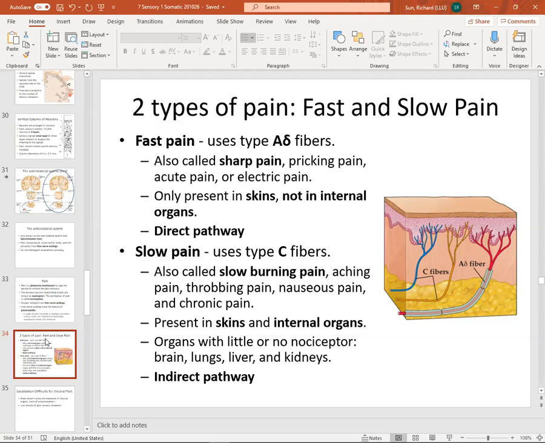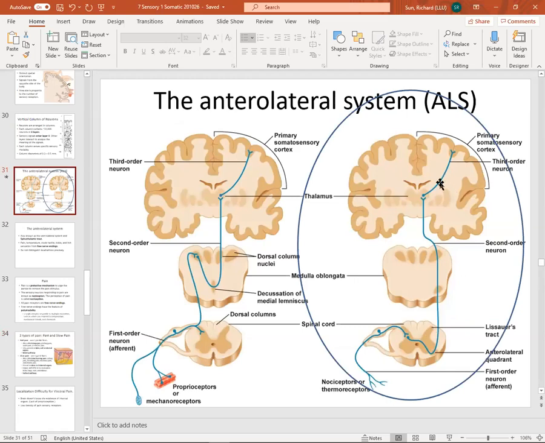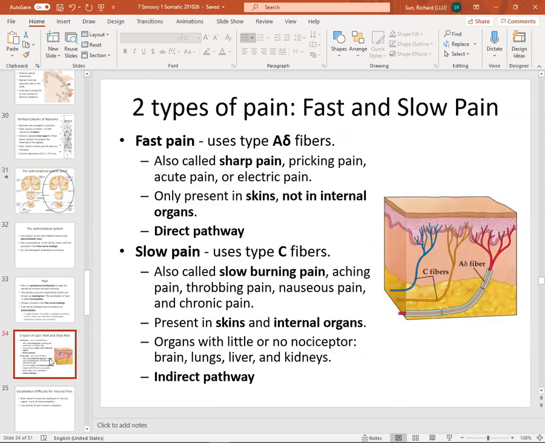Later we will learn that their central pathways are a little bit different. Although they all go through this ALS system, the fast pain and the slow pain have a little bit of variation. We will learn that. All right, so fast pain and slow pain, which basically describe the pain from type A delta and type C, are both located in the skin.